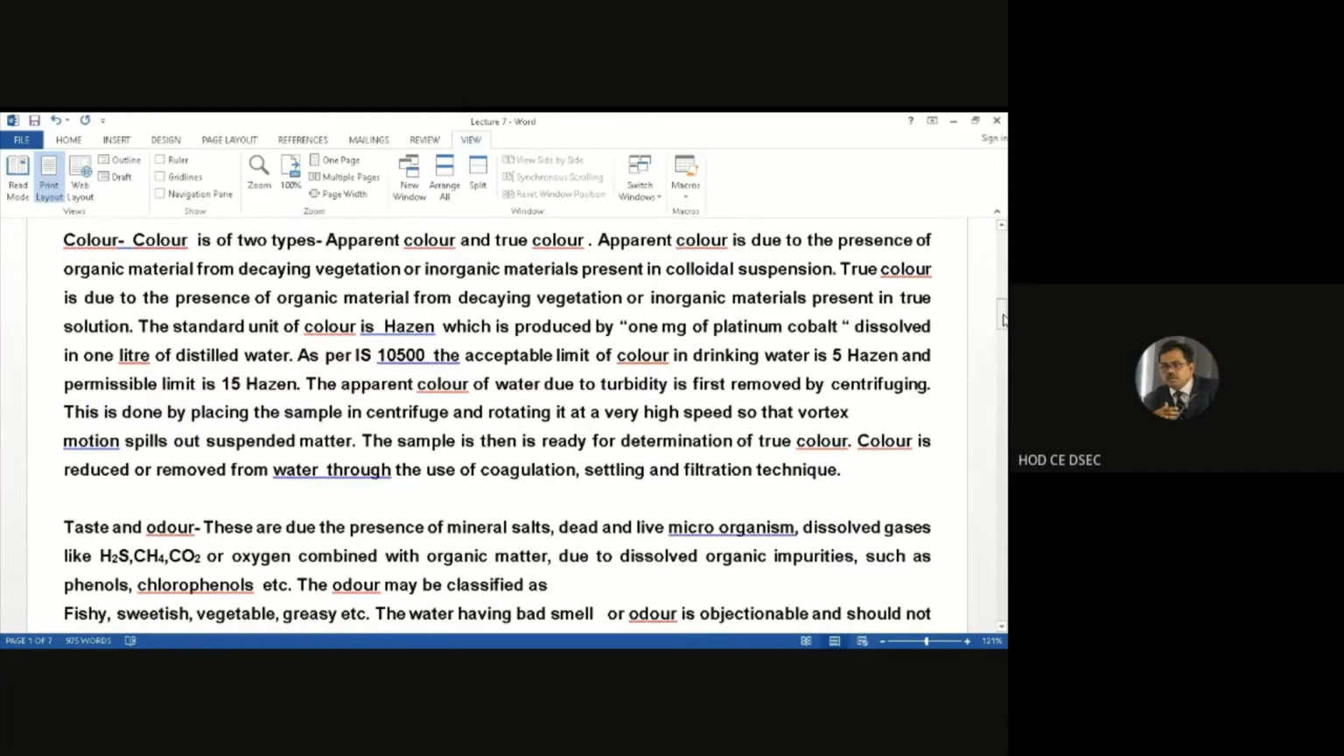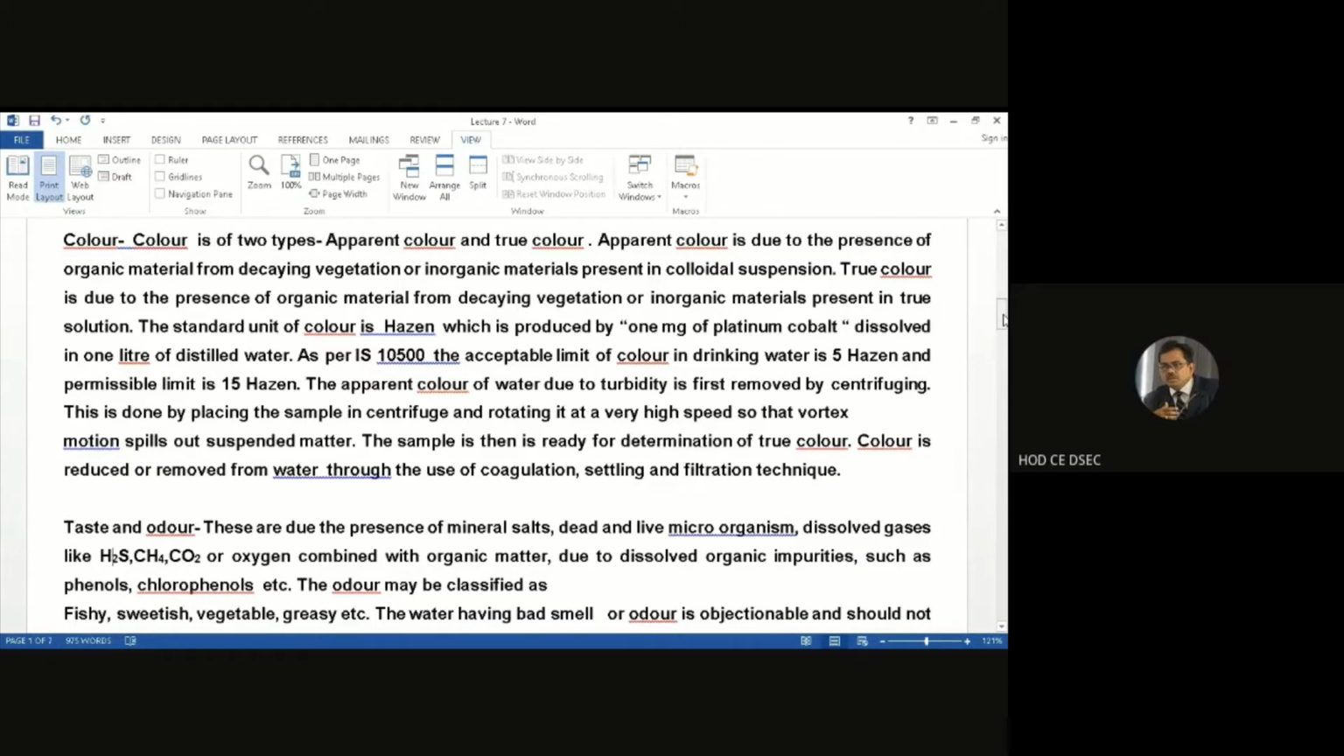There is a process. So what is the standard unit of the color? The standard unit of the color is Hazen. What is Hazen? Hazen is defined by 1 milligram of platinum cobalt. If we dissolve 1 milligram of platinum cobalt in 1 liter of distilled water, it gives 1 unit Hazen.